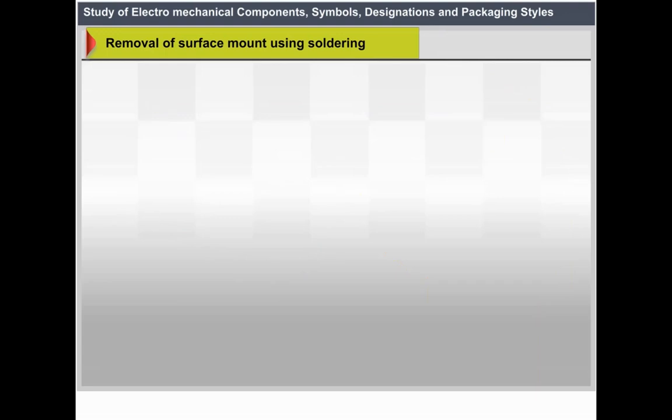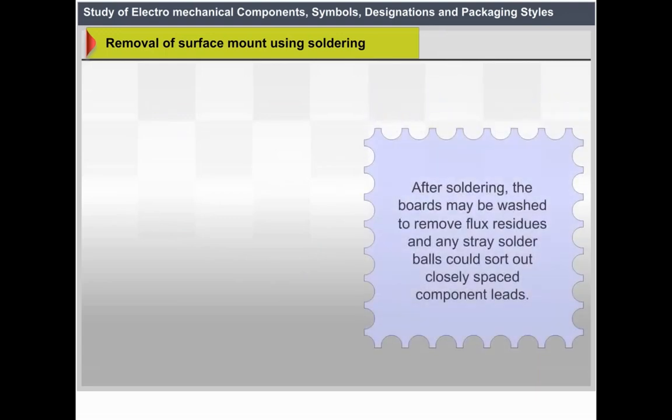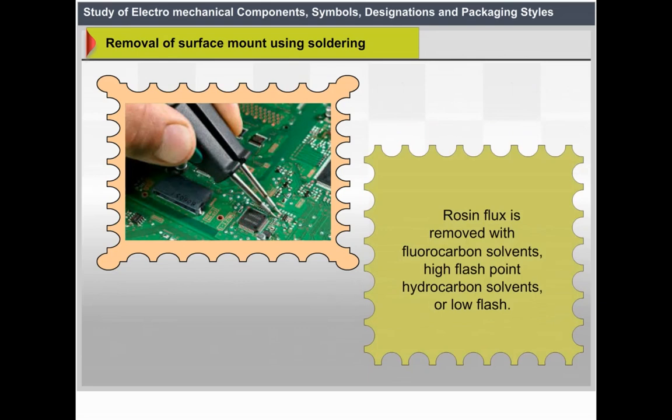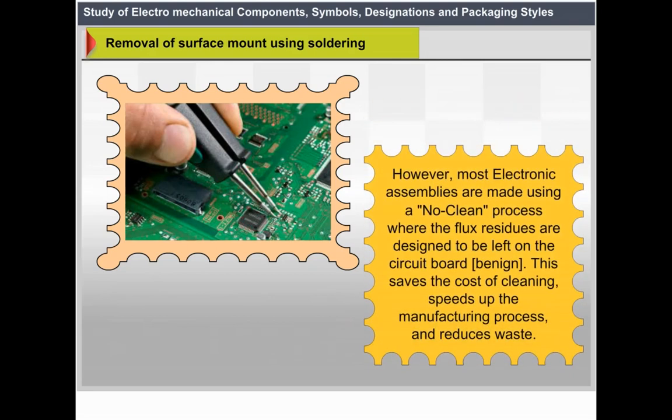Removal of surface mount flux after soldering. After soldering, the boards may be washed to remove flux residues and any stray solder balls that could short out closely spaced component leads. Resin flux is removed with fluorocarbon solvents, or hydrocarbon solvents with high or low flash point. However, most electronic assemblies are made using a no-clean process where the flux residues are designed to be left on the circuit board benign.